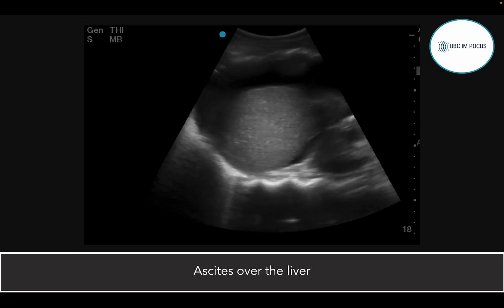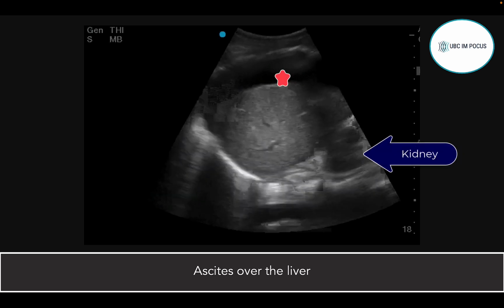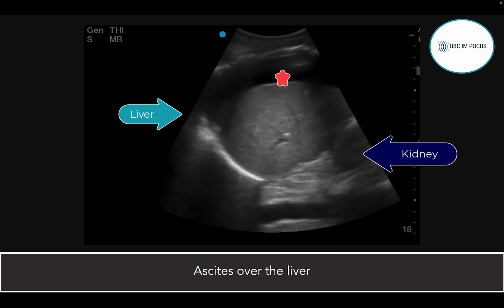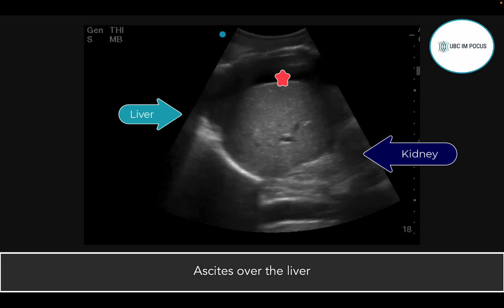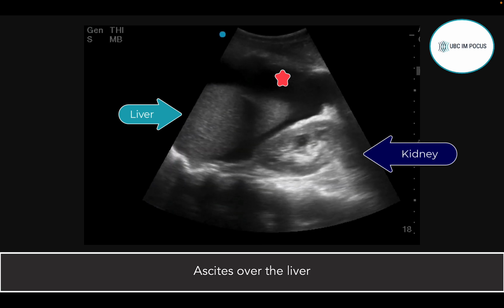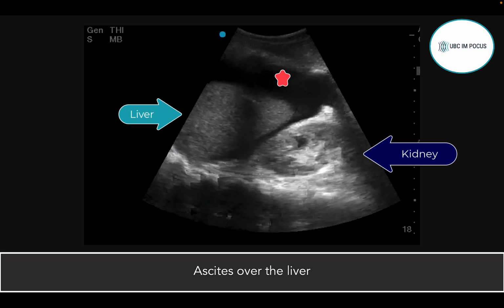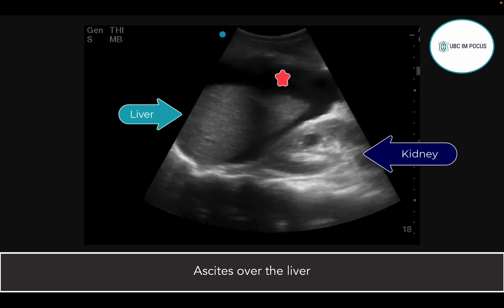This would be an example of free fluid. Ascites in this case, but if we didn't have any patient background, this could be other fluid. This could be blood, for example. So reminder that when we're scanning the abdomen, on the right side, there are three places that we want to see to look for free fluid. Those are our three most sensitive spots that we would scan as part of a FAST exam, for example.